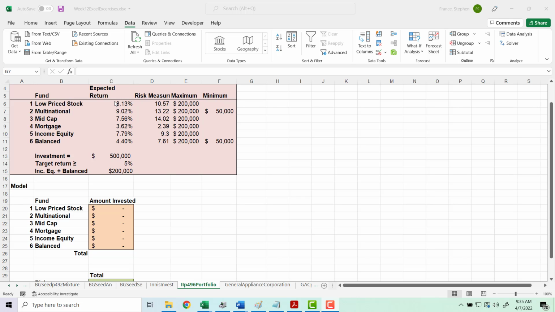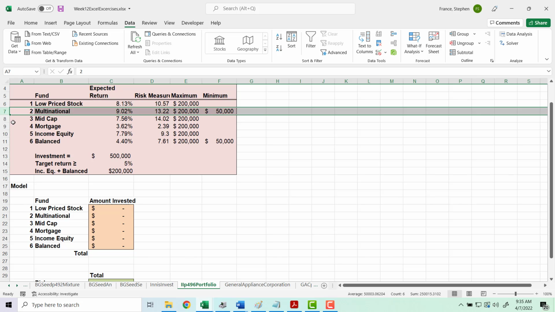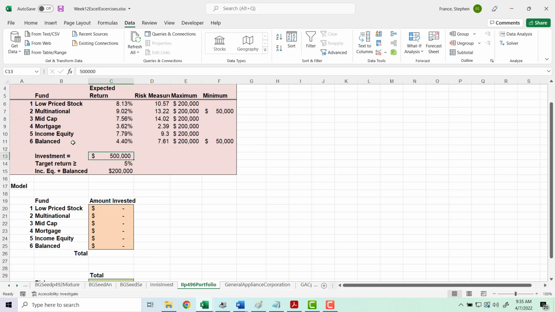Okay, our next example, Innocent Investments, on page 496 of the book, is a very simple portfolio planning example. We have a set of funds that we can put our money in, and we've got $500,000 that we want to distribute between these funds.